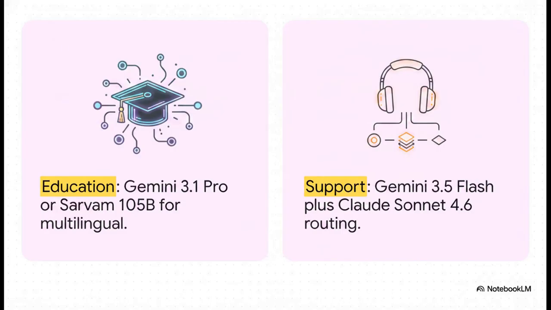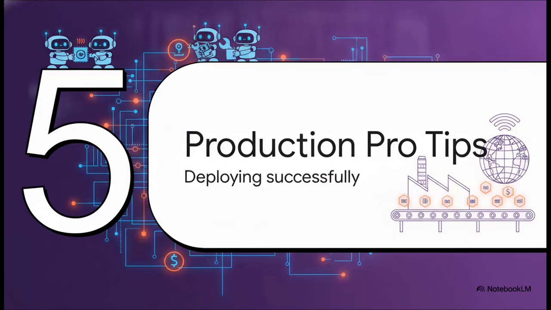And moving on to education and customer support. Education benefits massively from multimodal models like Gemini 3.1 Pro for mixed media personalized tutoring, or Sarvam 105B for regional languages. Customer support, though, that is all about volume, speed, and cost. Contact centers absolutely win by using a routing stack. Basically, you take a cheap budget model like Gemini 3.5 Flash to handle the simple stuff, and you dynamically route the complex, escalated queries up to a quality tier model like Claude Sonnet 4.6. It's a game changer.